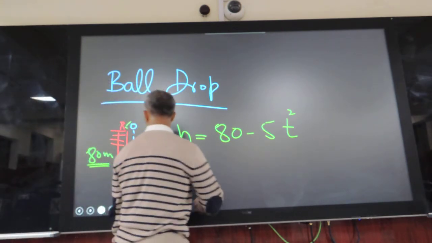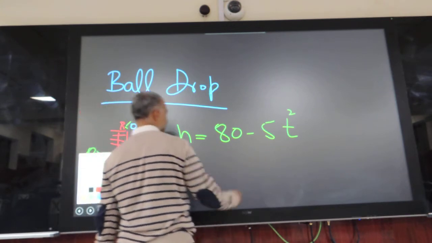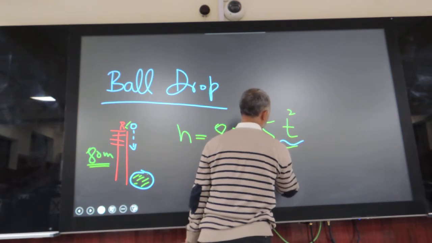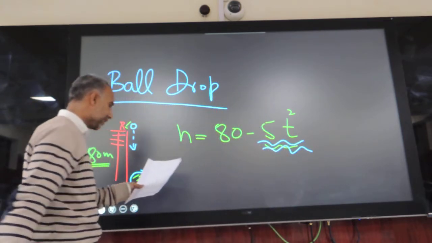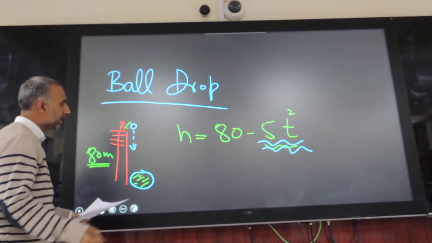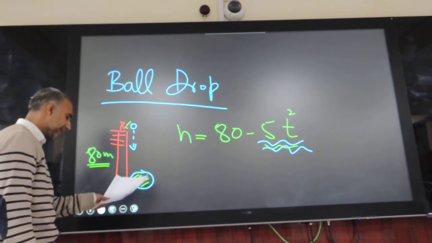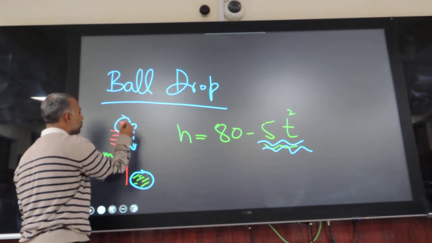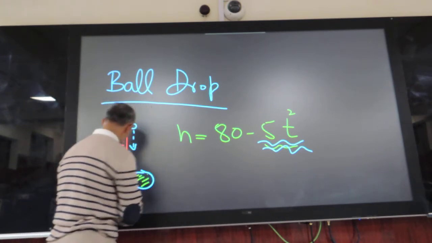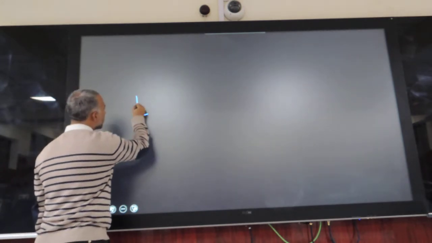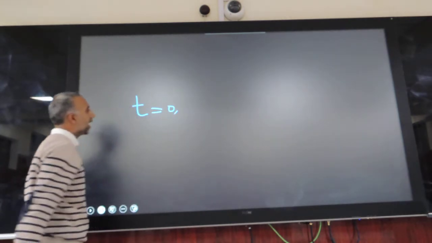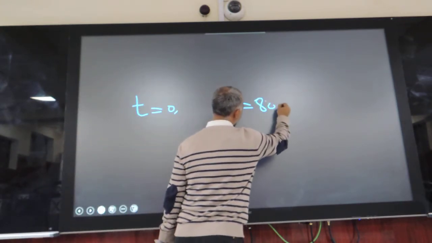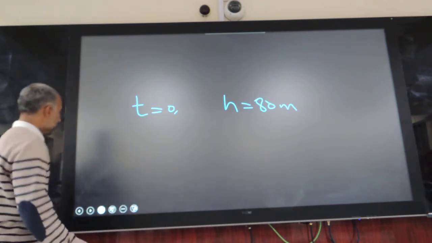So this one is the concept of acceleration of gravity. We need to go through our basic physics. At first, a ball is in the hand of a boy or a student. At time 0, at the first floor, the height is about 80 meters.